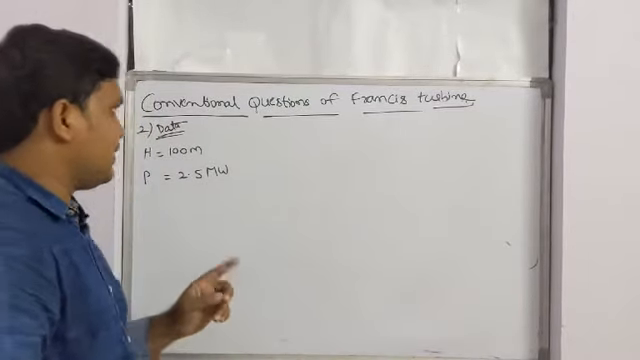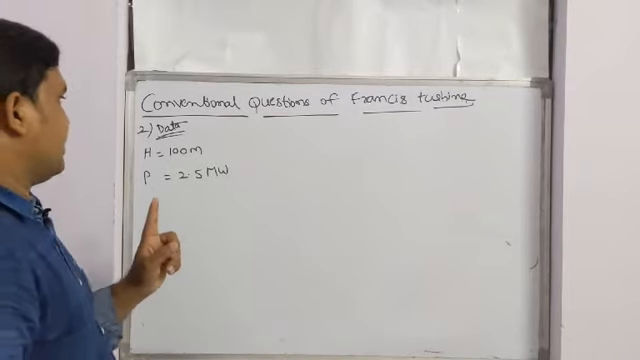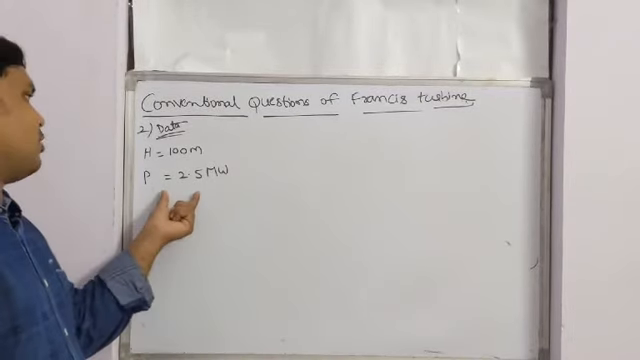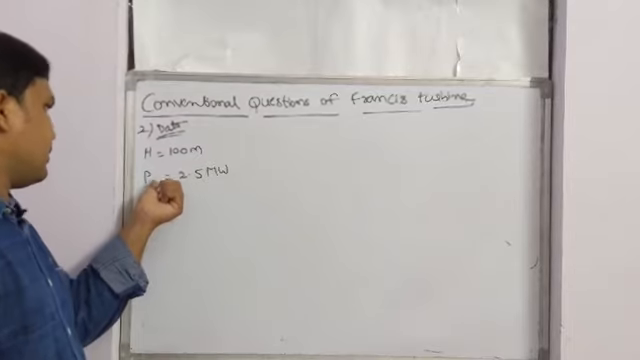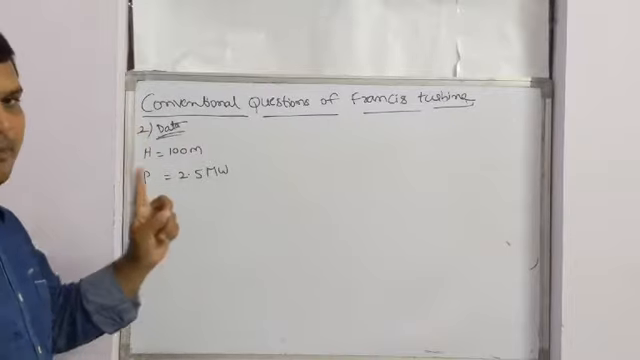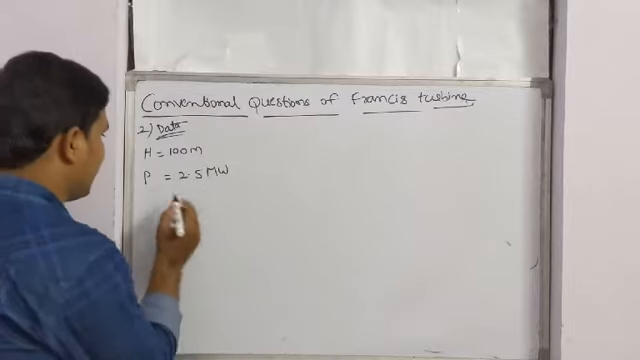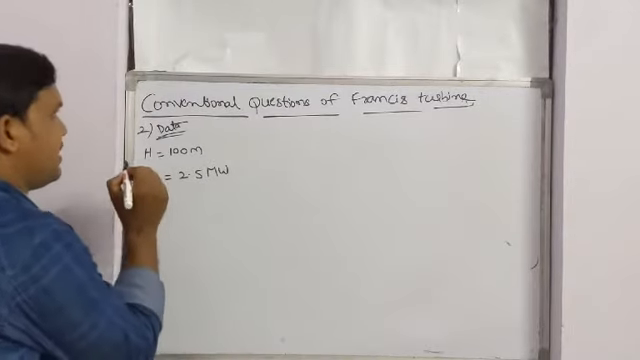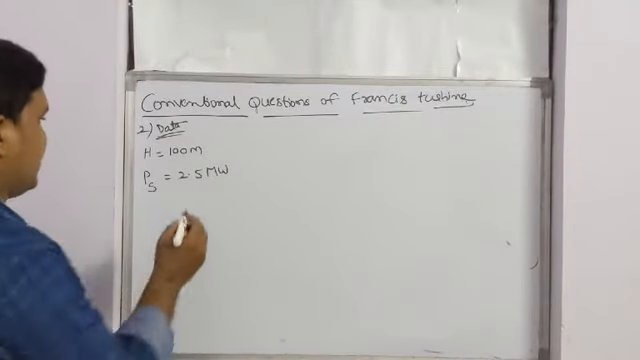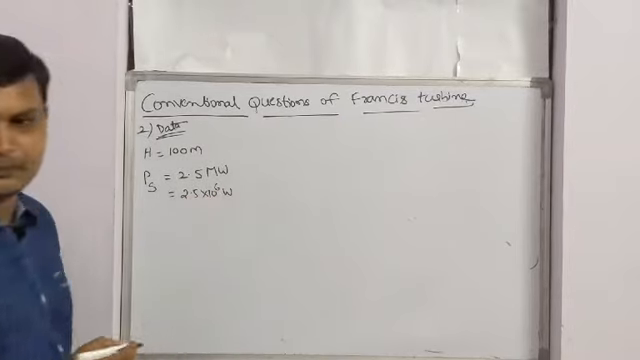For an impulse turbine, if nothing is mentioned about power, treat it as runner power. Please note that in an impulse turbine, meaning Pelton wheel turbine, if it is not mentioned whether it is shaft power or runner power, treat it as runner power. In a reaction turbine, treat it as shaft power. This is a Francis turbine, a reaction turbine, so we treat it as shaft power. 2.5 megawatt is nothing but 2.5 into 10 to the power of 6 watts.